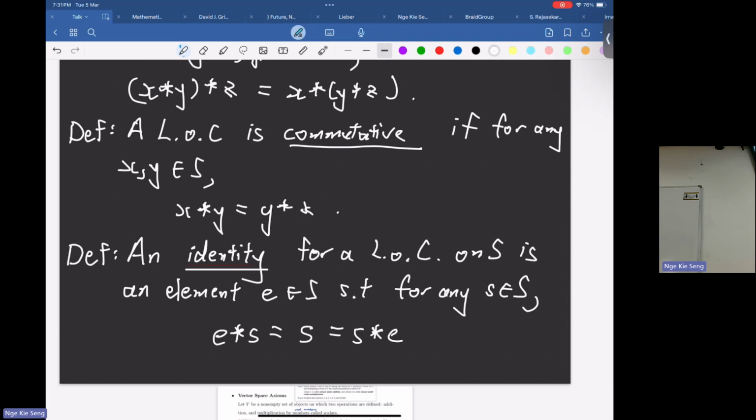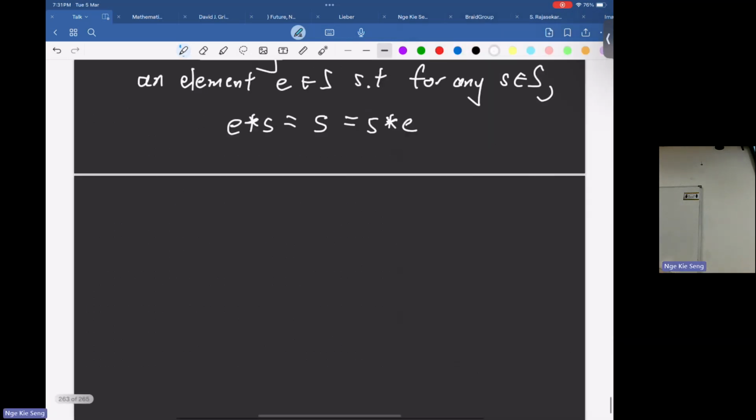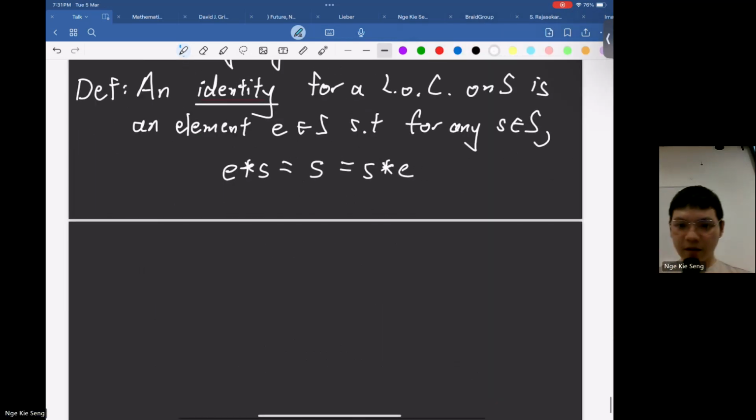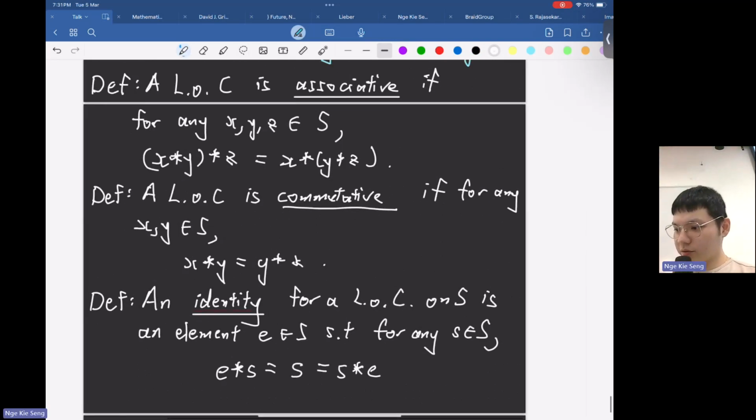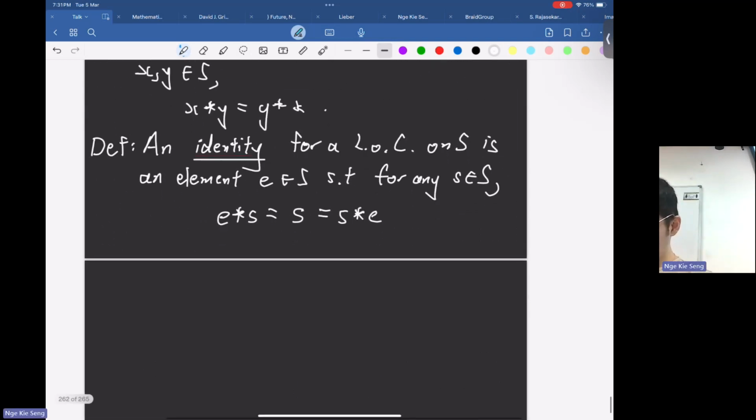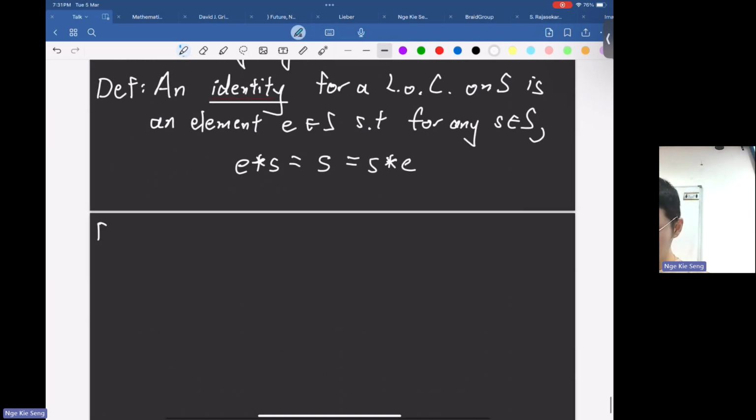Identity doesn't change, right? Okay, so what doesn't change? The element that you compose. Okay. All right. So does it make sense? So up to here we have three definitions: associative law of composition, commutative law of composition, and identity. Okay. One last definition before we introduce what a group is.